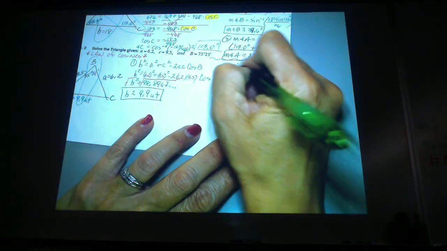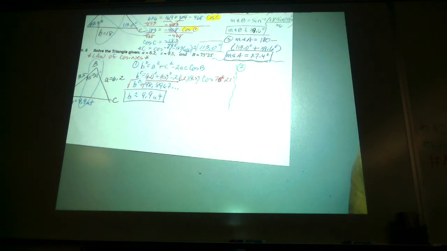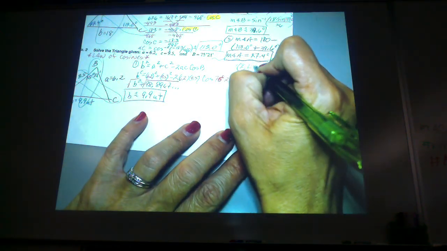So step 2, now that I have a side opposite my angle, let's find our next biggest side. Wouldn't that be C? Or my next biggest angle would be C. So since I'm finding an angle, I want my sine of my angle up top. So we're going to use law of sines.